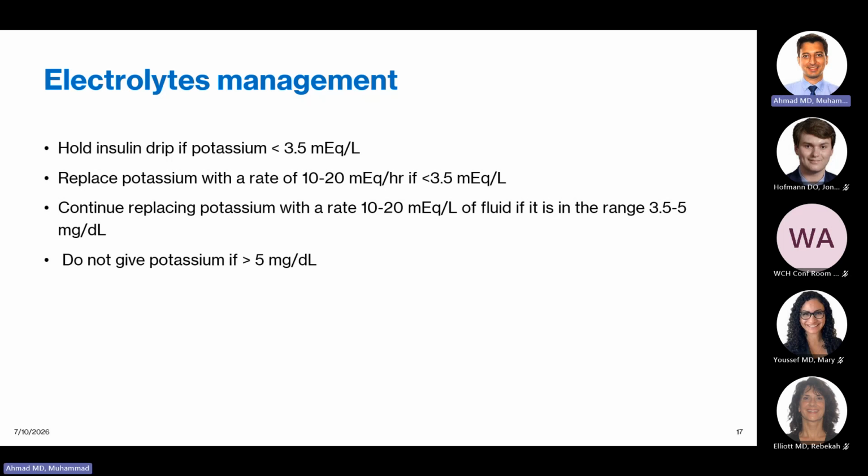I think this is the most relevant slide for boards because they will literally give you a slam dunk DKA and ask you what to do first. And the choices will be replace potassium, start the insulin drip, give them phos, some random thing. So you gotta know that 3.5. Memorize that before you leave here. If the potassium is less than 3.5, replace it before the insulin drip. Okay.